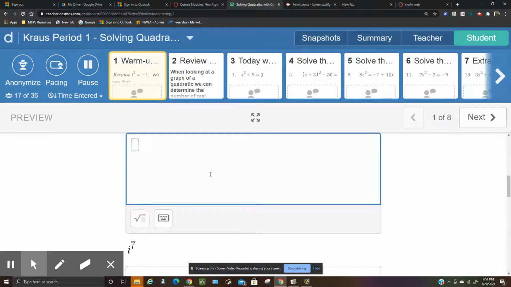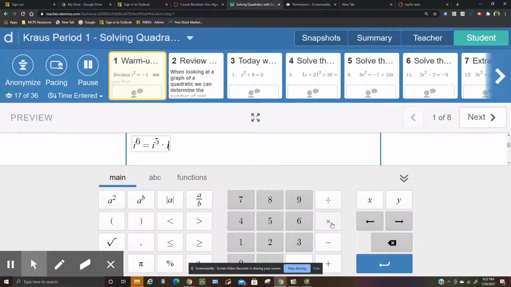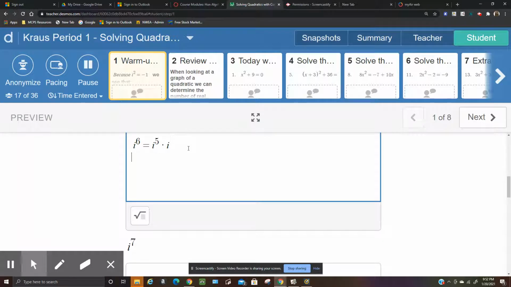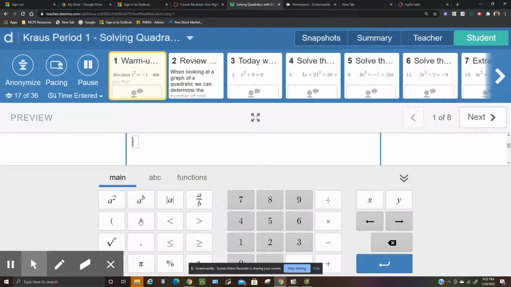Then to find I to the sixth, we're going to use the answer for I to the fifth. I to the sixth is going to be I to the fifth times I. So I to the fifth is I, and then times I. So I to the sixth is going to equal I squared. Let's use, one was negative 1.